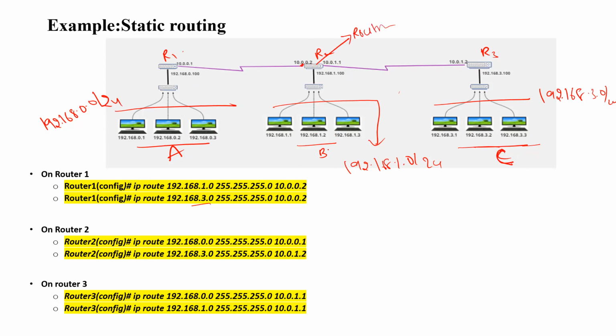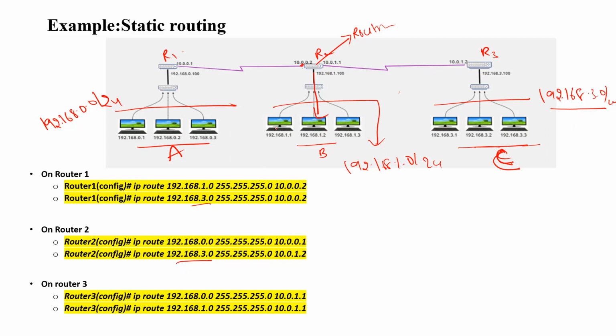From A to B is directly connected, so we have added the next hop and it will come. But if you want to reach network C, it is not connected here, right? So it will check the routing table. So here also we have to add a route. In router 2, this is the destination subnet, and the next hop is the IP address for this network. Clear? Yes.